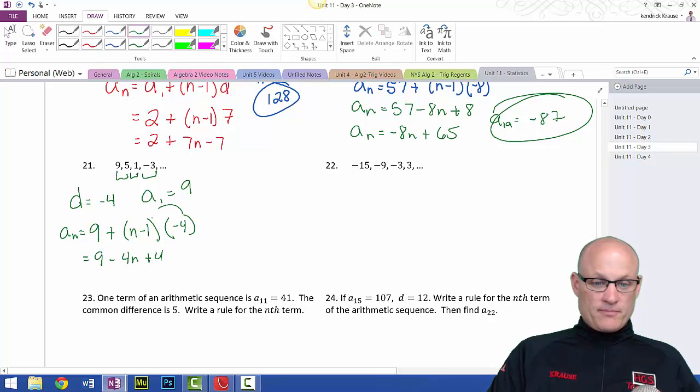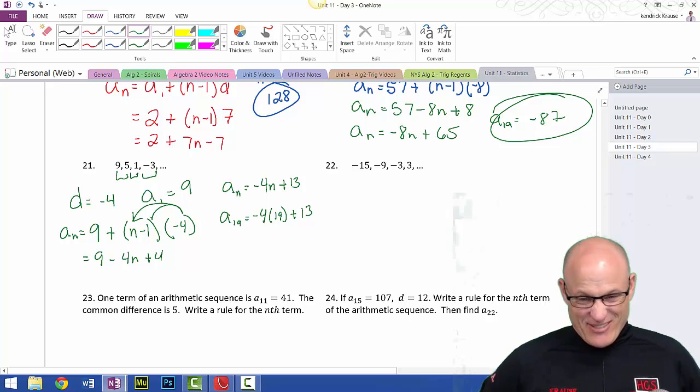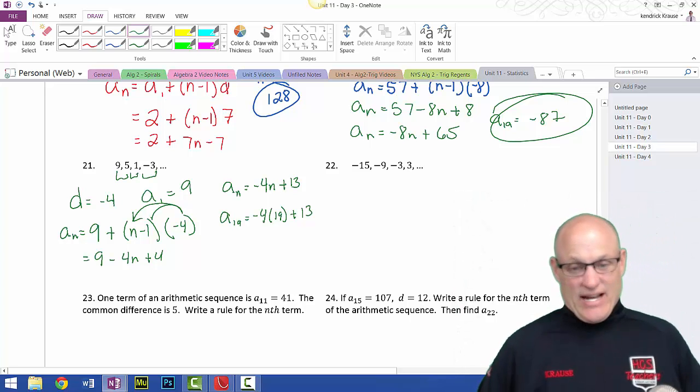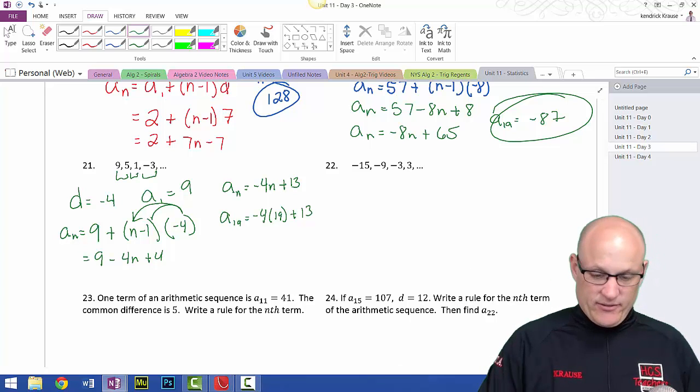See how I'm distributing? So my final equation here is a sub n is equal to negative 4n plus 13. And to find a sub 19, like they asked, all you do is this, negative 4 times 19 plus 13. Let's see, 4 times 19, 76. What is that, negative 63?